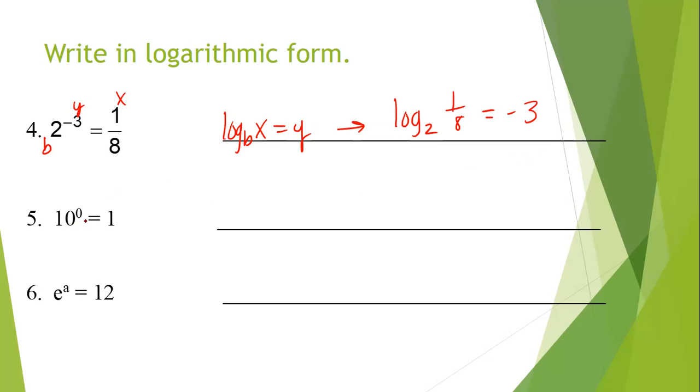On the common log, the reason why it's the common log is because my base is 10. So I have my b, my y, my x. When it's the common log, you actually don't have a b to write. It's just log x equals y. So I have log, my x is 1, my y is 0.